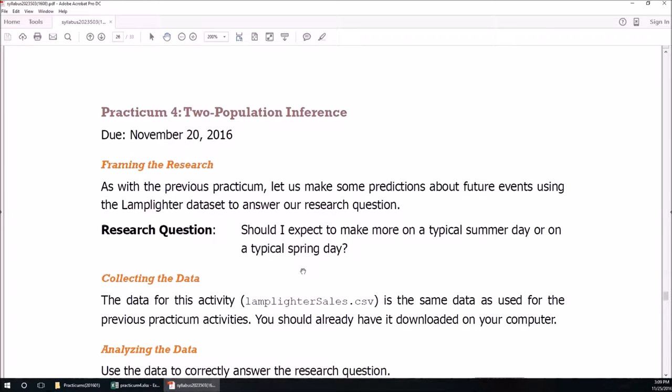We know that this is going to be independent samples, so it won't be section 10.2. We know we're looking at averages, because we're looking at typical, so it's not going to be section 10.3, so we're back to section 10.1.